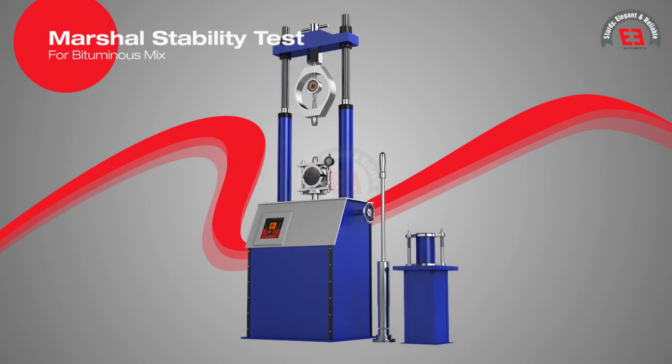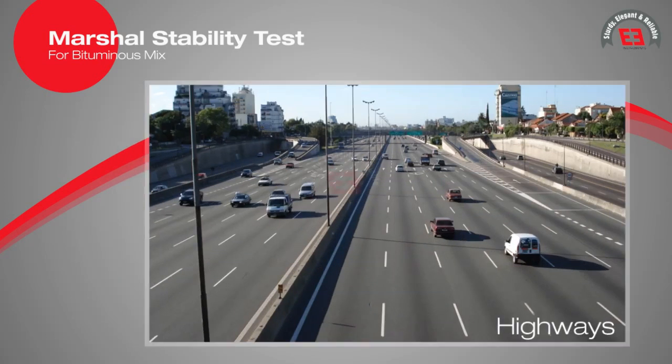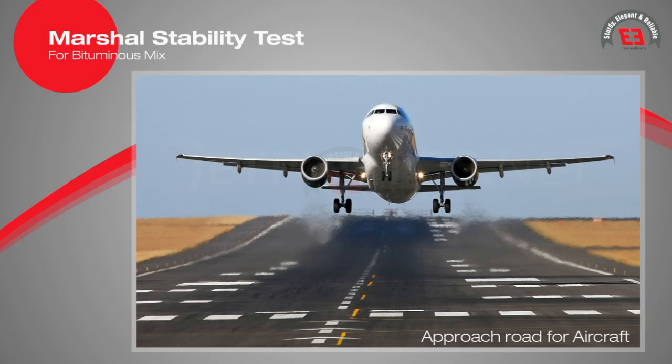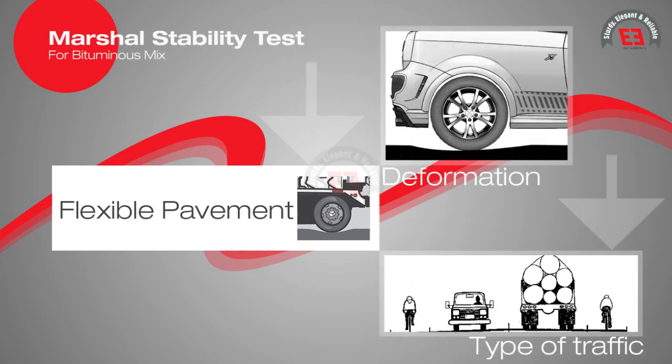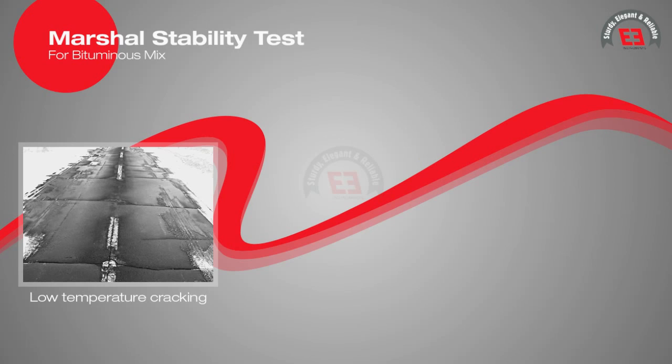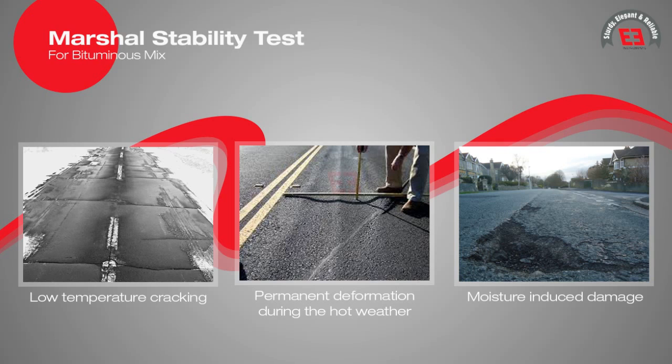Generally, the stability test is applicable on hot mix design using bitumen and aggregates with the maximum size of 25 mm. Before making the highways or approach road for aircraft, it is necessary to design bituminous mix for flexible pavement so as to withstand repeated stresses and deformation considering the types of traffic. Also the climatic variations, low temperature cracking, permanent deformation during the hot weather, and moisture-induced damage is also considered to design the bituminous mix.